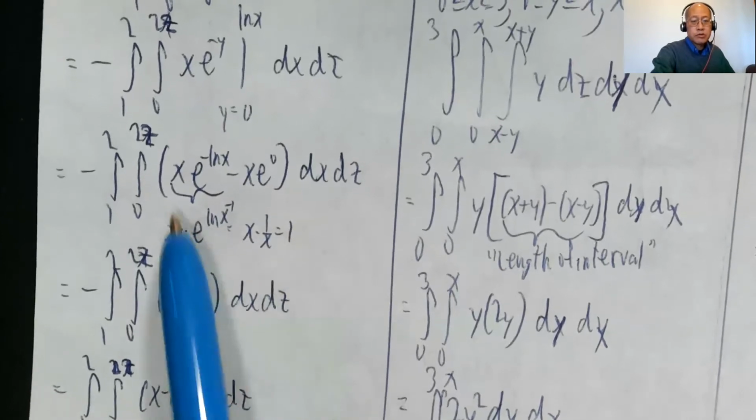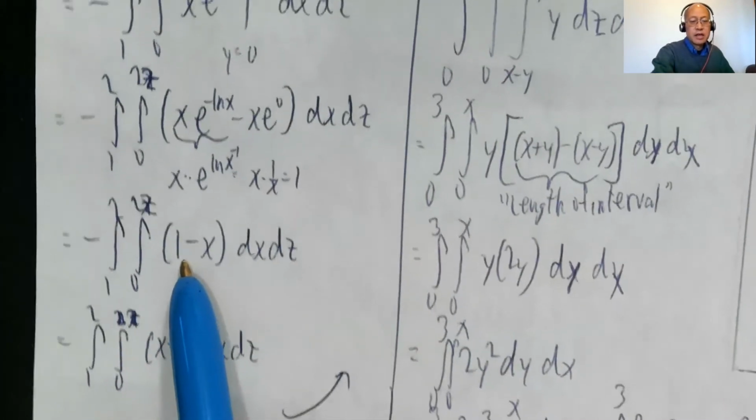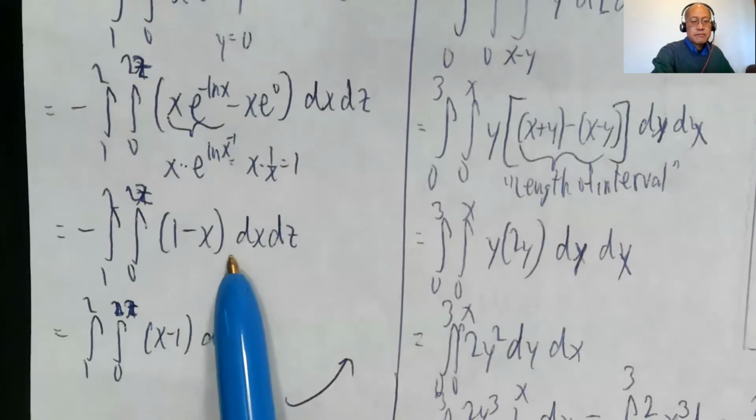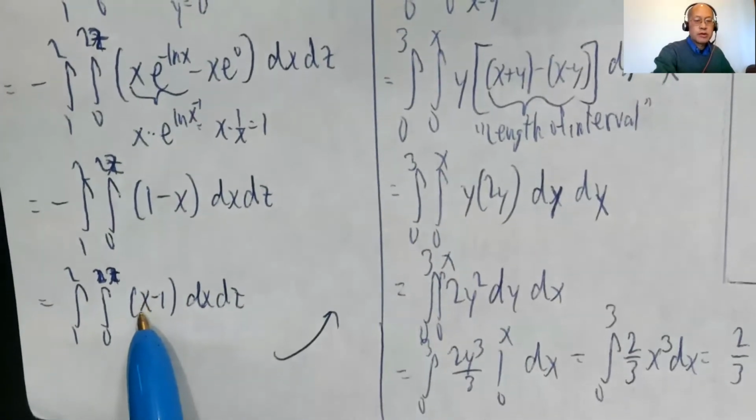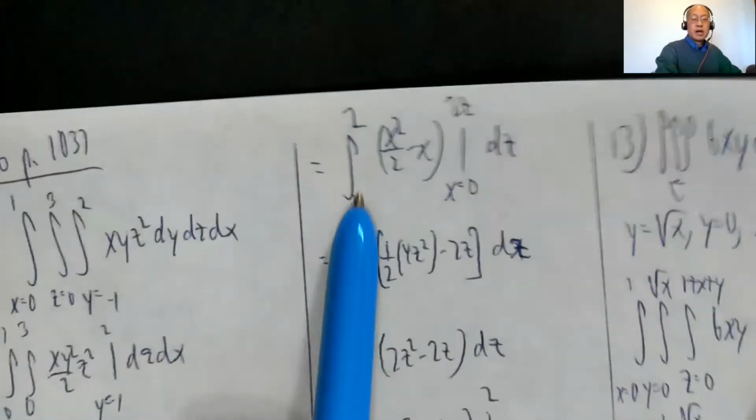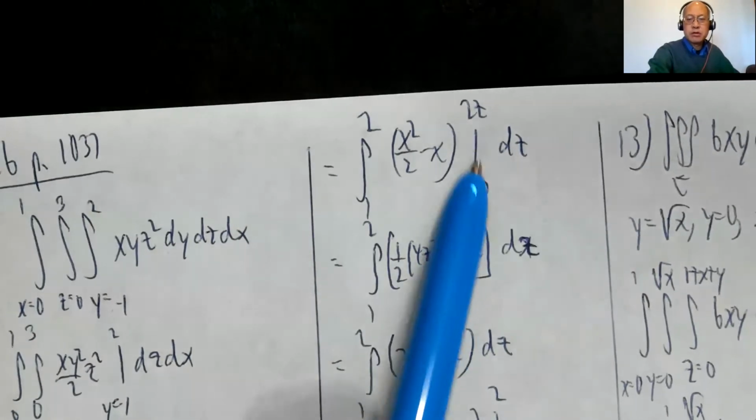So it just becomes 1 minus x. And now it's a nice, easier integral. And I decided to distribute a negative here. Negative 1 minus x is x minus 1. Okay, so that's going to be x squared over 2 minus x, from z goes from 0 to 2z.